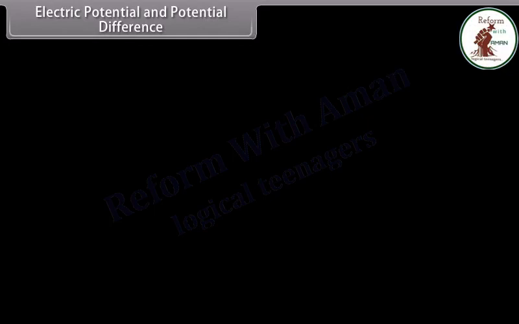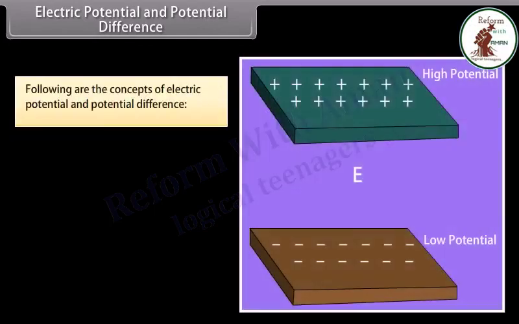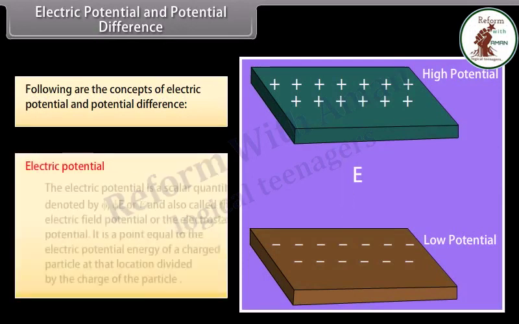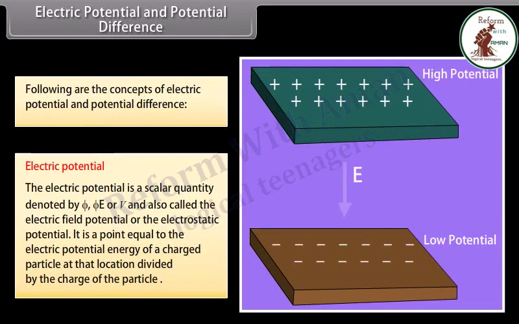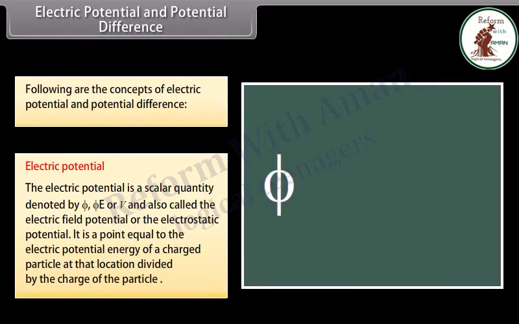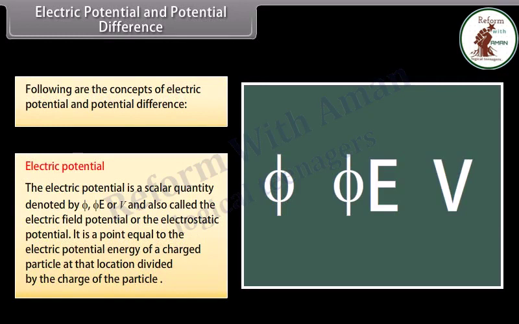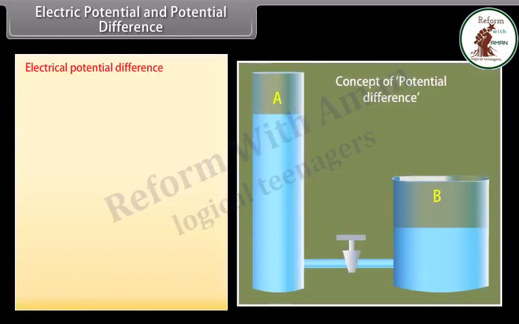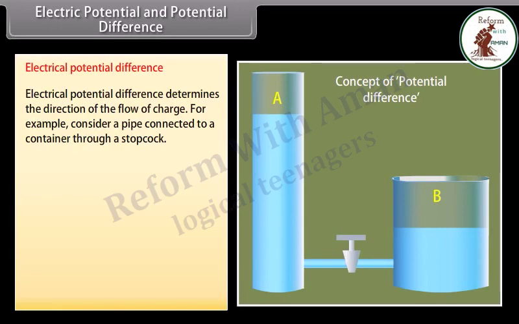Electric potential and potential difference. Let us look at the concepts of electric potential and potential difference. Electric potential. Electric potential is a scalar quantity denoted by E or V. It is at a point equal to the electric potential energy of a charged particle at the location divided by the charge of the particle. Electrical potential difference. Electrical potential difference determines the direction of the flow of charge.